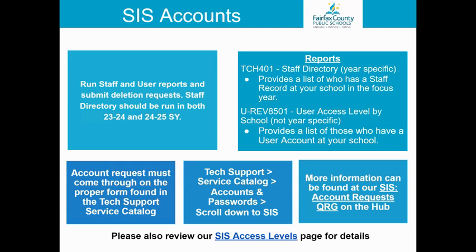Okay, reports that you can run now are TCH 401, that's the staff directory. Again, that's year specific. And the next one is U-REV 8501. That report is the user access level at your school. It's not year specific, and you might want to run that just in case somebody had a certain position at your school this year and they're changing next year and they might need a different access level. You can submit those requests there.